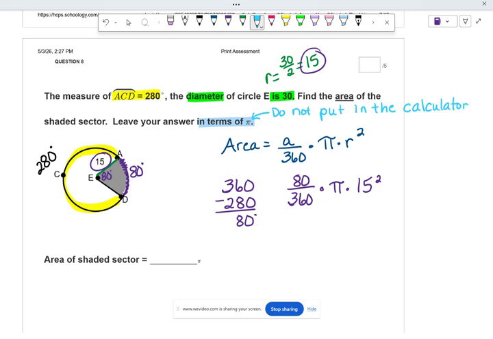So what am I going to type in the calculator? I'm just going to type in 80 divided by 360 times 15 squared. Don't put that pi in the calculator. Okay, so just put in the fraction times 15 squared. And let's see if I can find that answer on my paper. That turns out to be 50.